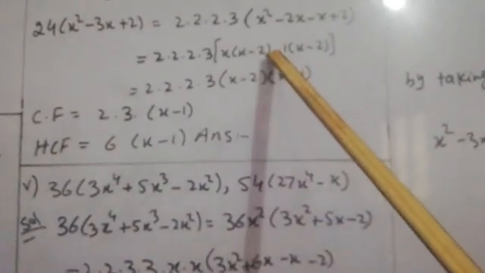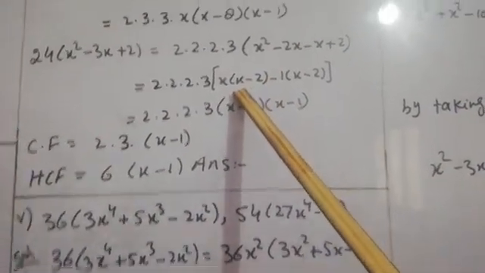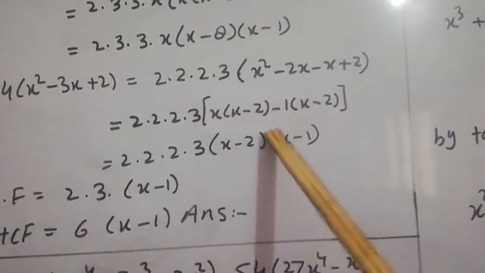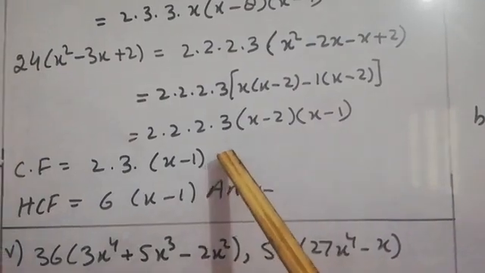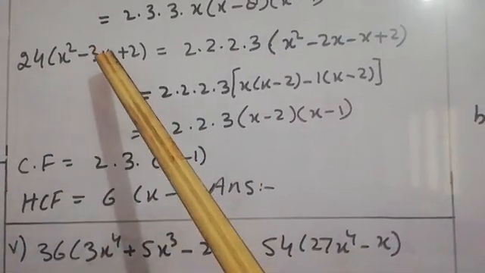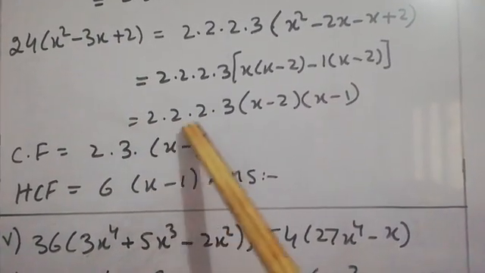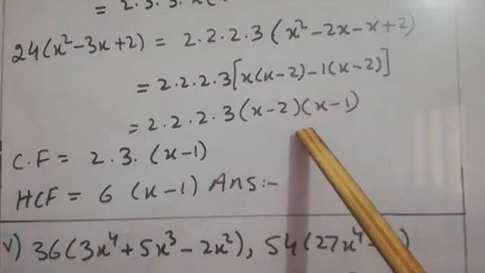Again, we will take x as common from the first two values, x into x minus 2, and minus 1 as common from the last two values, x minus 2. So we will get the possible factors of this expression, which are 2 into 2 into 2 into 3, x minus 2 and x minus 1.